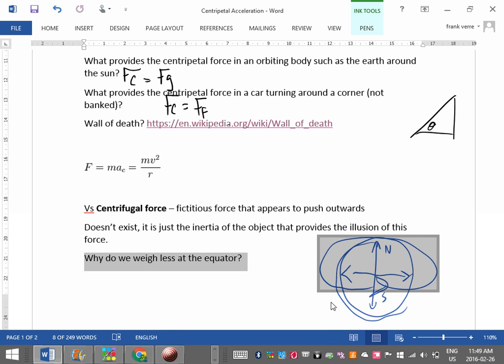Because it bulges in the center, that means you're further away from where? The center. And what happens to G? It goes down a little bit. So your weight goes down. There's another reason why your weight goes down too.